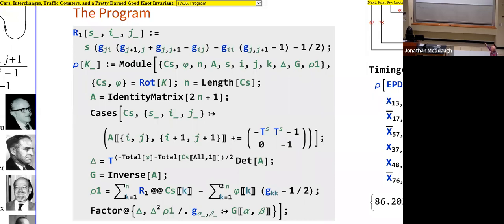Then you let delta be the determinant of A renormalized by some nonsense. Then you let G be the inverse of A. Then you let rho one be the sum over all the crossings of R1 applied to that crossing minus the correction term. And then you output the Alexander polynomial delta. You see, the Alexander polynomial is a part of the computation, so I actually consider it as a part of rho one, okay? So you output the Alexander polynomial and delta squared times the thing that I call rho one, where every place you see G alpha beta, you replace it by the matrix entry of G in position alpha beta. That's the whole program, that's it. It's as simple as something can be.